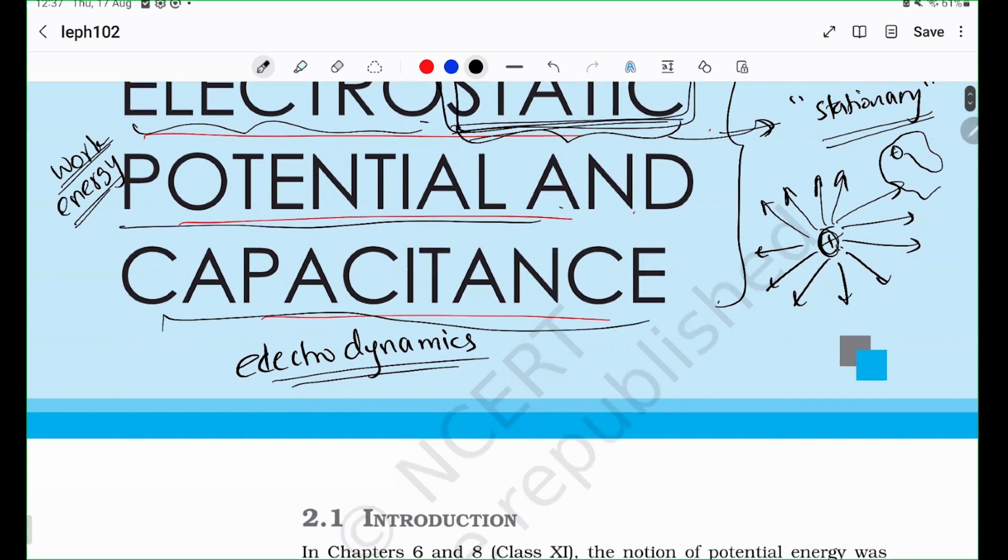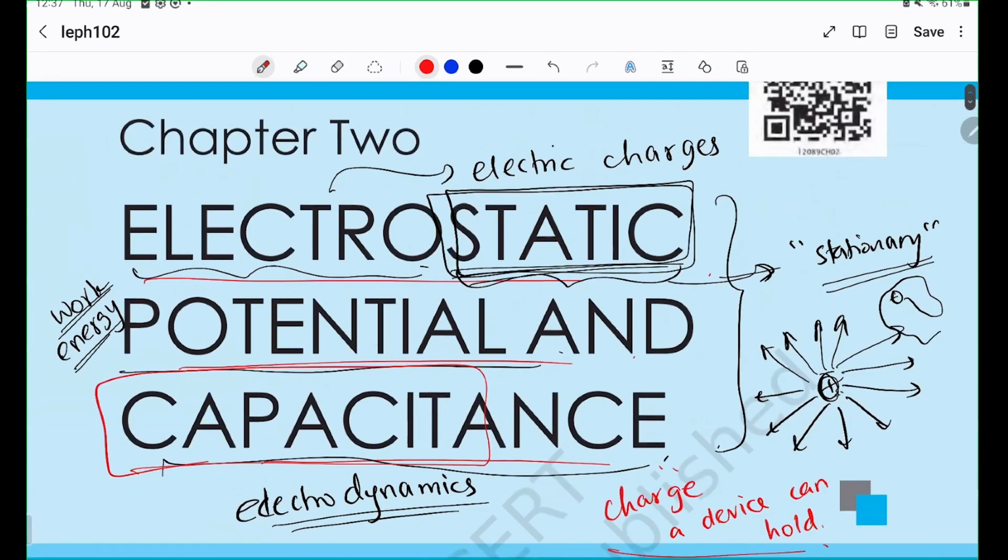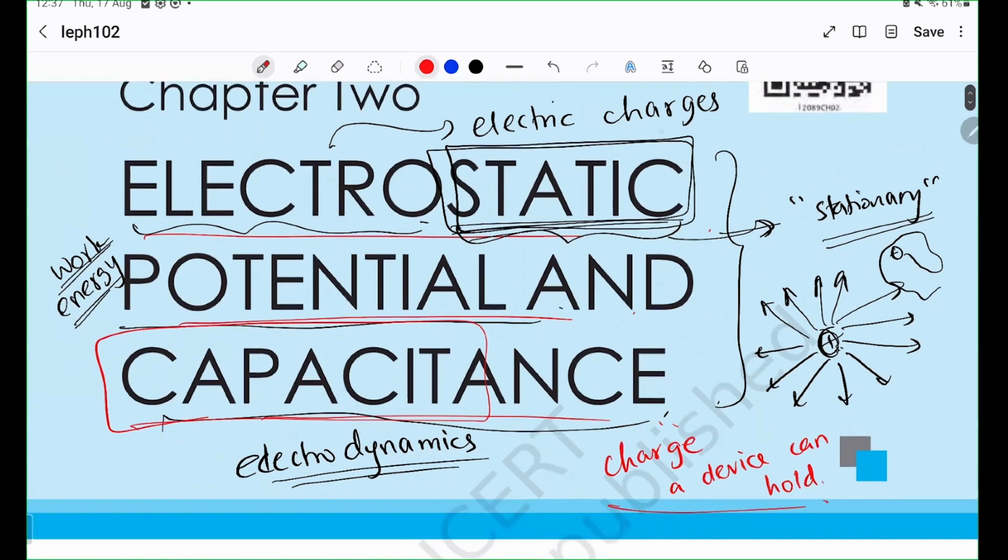Now, finally, we come to capacitance. Capacity should be a relatively regular word that people use. Capacity means how much you can hold, right? And in this case, capacitance is a measure of how much charge a certain device can hold. We'll look into exactly what kind of device that is later on. But that is what this means. So in this chapter, these are all the things that we're going to study. First, electric charges. Second, they are stationary or approximately stationary.